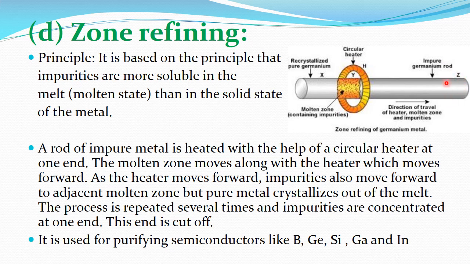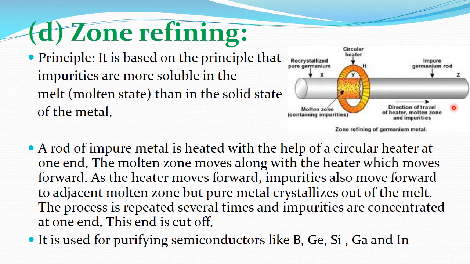When the heater reaches the point Z, all the impurities from this end, from the middle, will reach the point Z. Finally, we can collect all the impurities at the point Z, and this point or this area can be cut off. Then we can remove the impurities from the impure rod.